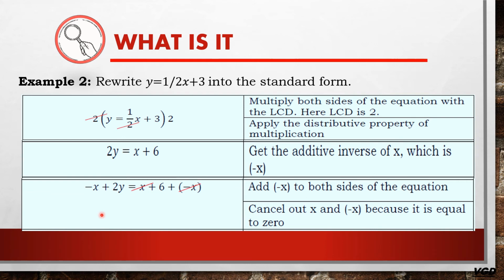So, this is what will happen. We have here the additive inverse, negative x plus 2y equals x plus 6 plus negative x. And then we have to simplify. We cancel out x plus negative x because it will become 0. So as you can see, what remains on the right is negative x.